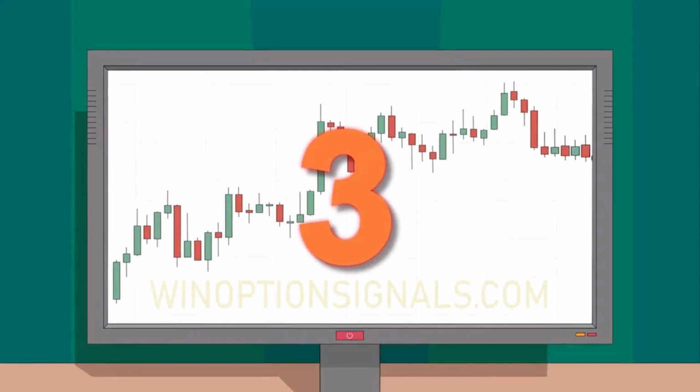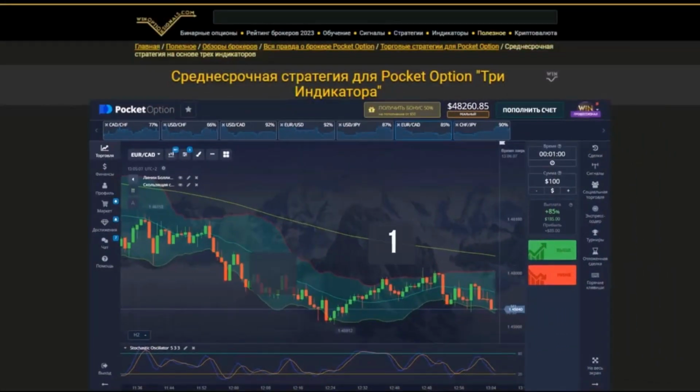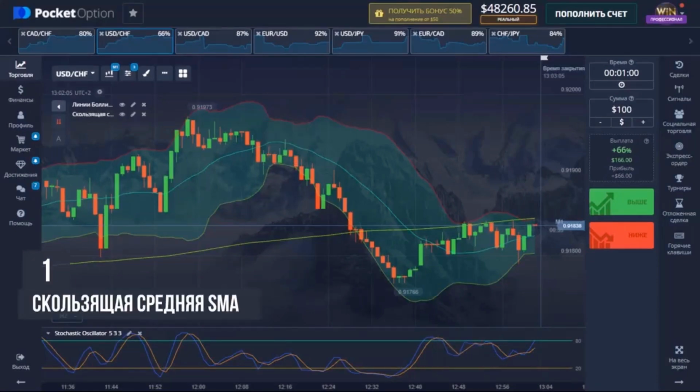In 3rd place is a medium-term strategy based on 3 indicators for Pocket Option. Despite being easy to understand, it remains highly popular among experienced traders. So this medium-term strategy is built on 3 indicators. 1. The SMA moving average. It is used to determine the direction of the current trend.